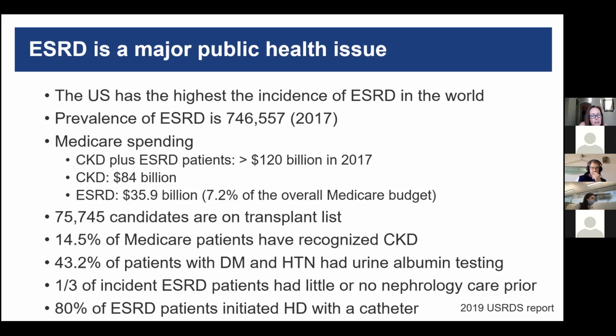These are interesting highlights that they reported from the database. Basically, 43% of patients with diabetes and hypertension had urine albumin testing. We'll get to why that's important. A third of incident ESRD patients had little or no nephrology care prior, and 80% of ESRD patients initiated hemodialysis with a catheter. So what the highlights of this report are saying is that we have a lot of patients with ESRD. It's costly, and maybe we're not doing enough to take good care of these patients.